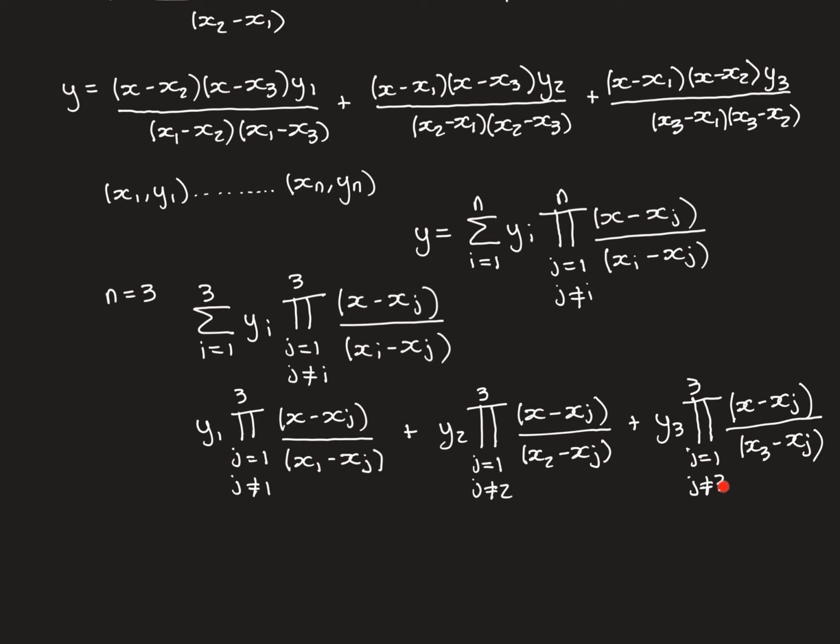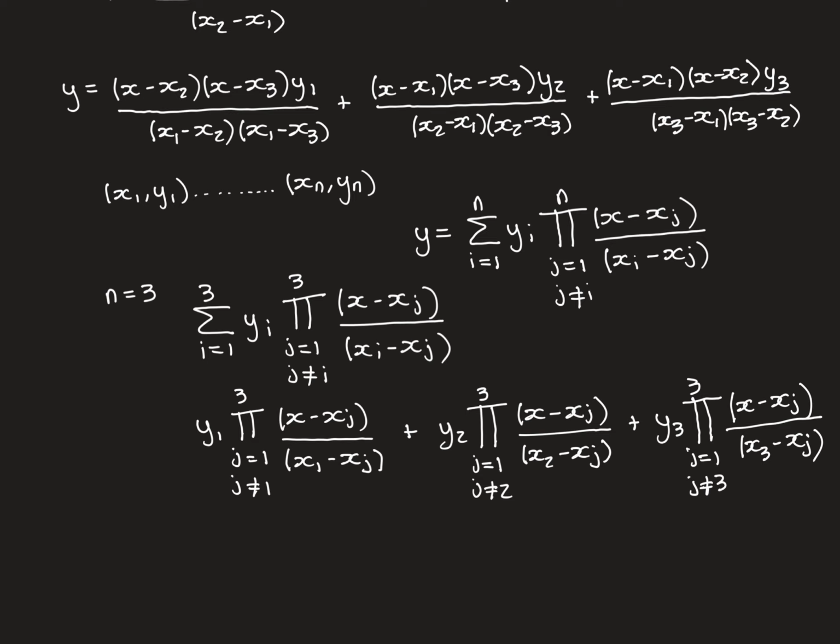So that's the reason you're excluding the j is equal to 3. So you're going to get x minus x1 over x3 minus x1, which is that bit there, and then x minus x2 over x3 minus x2, which is that bit there, which is j is equal to 2. So there's that concrete example, and you can see how this formula works and gives us this for n is equal to 3.